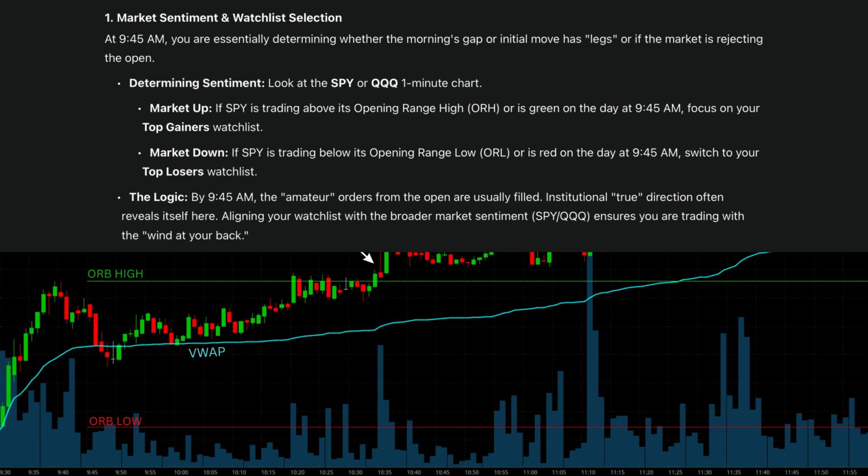The logic. By 9:45 a.m., the amateur orders from the open are usually filled. Institutional true direction often reveals itself here. Aligning your watch list with the broader market sentiment, SPY/QQQ, ensures you are trading with the wind at your back.